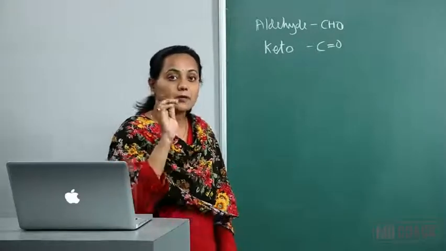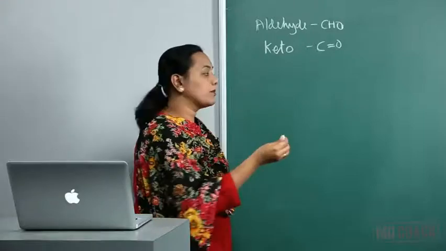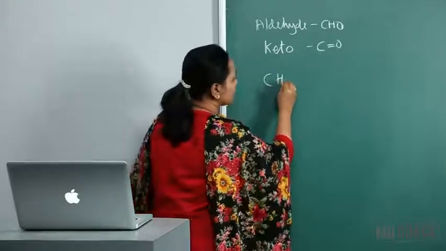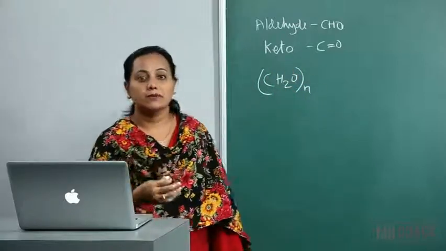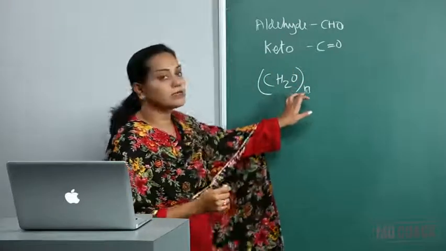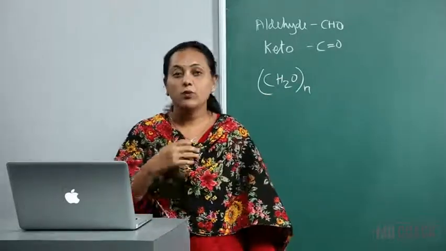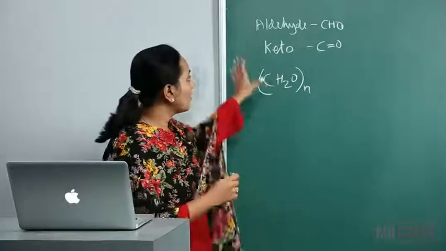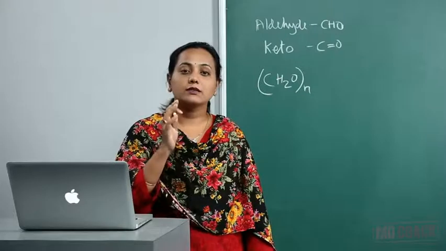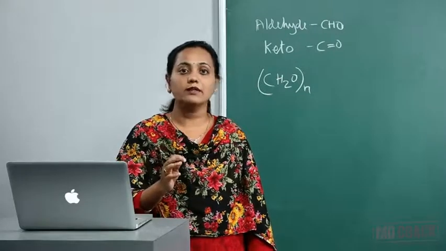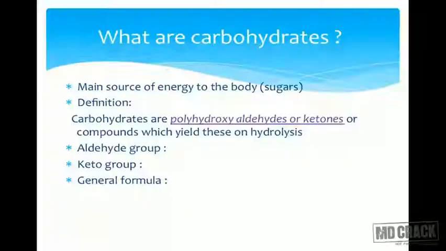All carbohydrates can also be represented as hydrates of carbon. That means hydrates, CH2O, hydrates of carbon, n number of times. So C6H12O6 or something like that. They are all hydrates of carbons. Now I won't go much into the details of all the carbohydrates. What I'll be focusing on right now is the classification of carbohydrates and certain properties of especially the monosaccharides.